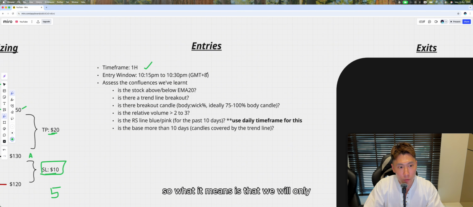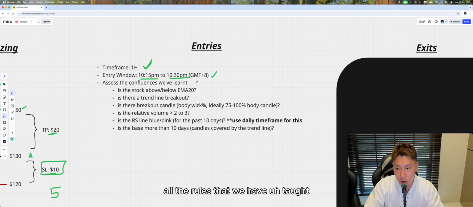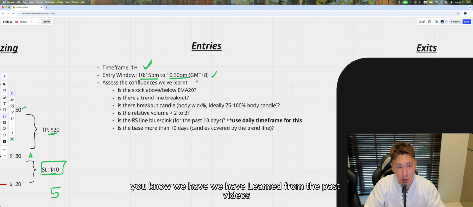So what it means is that we will only start to look at stocks from 10:15 onwards. This is Malaysian time. From 10:15 to 10:30 onwards, this is our entry window. Anytime before 10:15, we will not enter any trades. Upon knowing that this is the time frame we are looking for, and that the time we enter a trade is 10:15 to 10:30, the next thing we've got to do is assess all the confluences, all the rules that we have learned in the past videos.